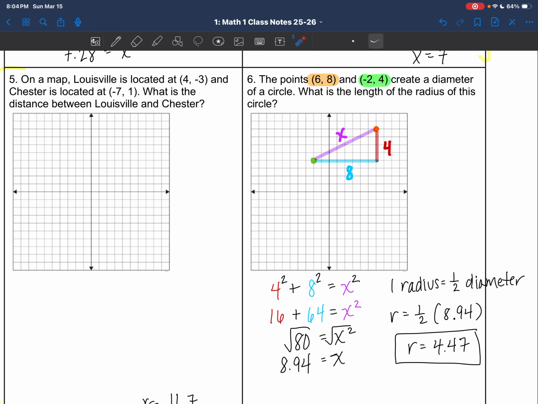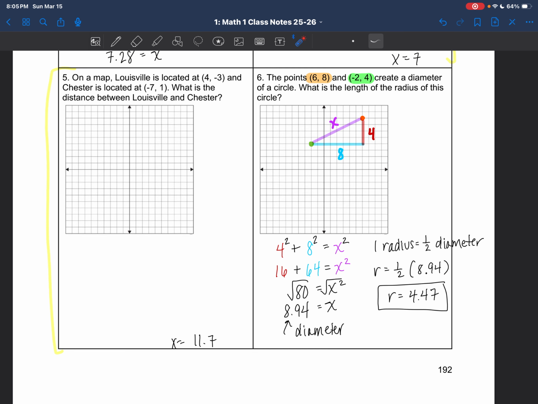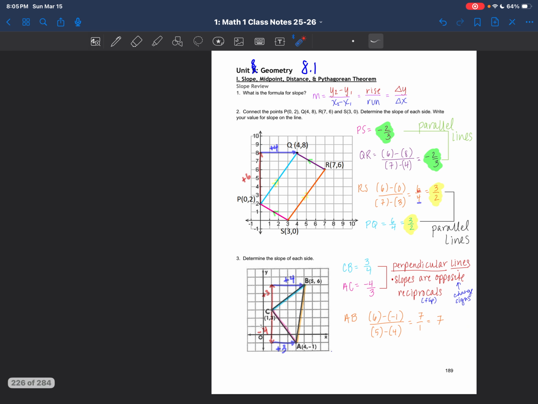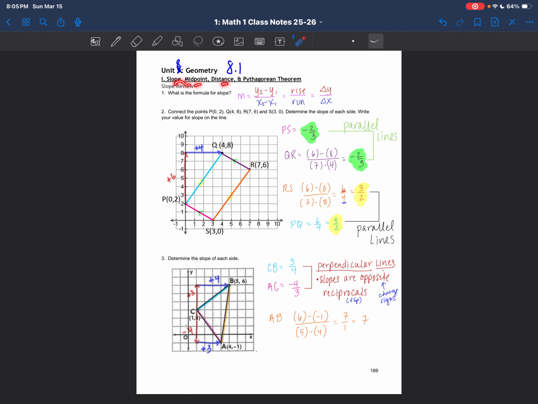All right, so anyways, go ahead, plug it in, take the square root of both sides, and you'll get 8.94 equals x, but that's not what we're asking for. This would be the diameter. We want the radius. So since we want the radius, we're going to take our diameter and multiply it by 1/2 to get 4.47. All right, that was a lot of information, but this is slope, midpoint, distance, and Pythagorean theorem.